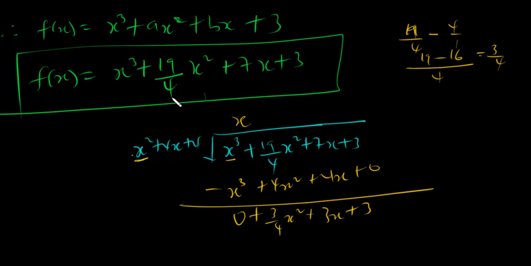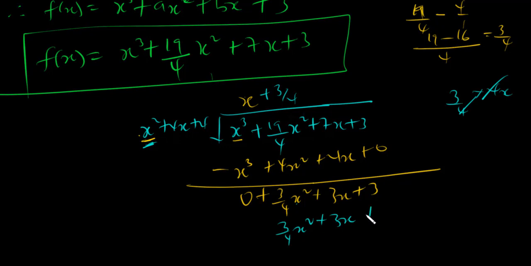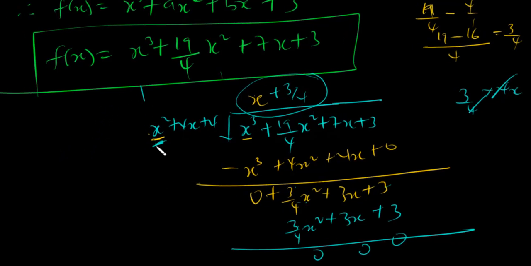Alright. The next thing here is x squared will now divide 3 out of 4 x squared, and that will give me 3 out of 4. So 3 out of 4 times x squared, I have 3 out of 4 x squared. 3 out of 4 times 4x, the 4 will cancel, so you have 3x. And 3 out of 4 times 4, you're going to have 3. So the terms here are the same. When I subtract this from that, 0, this from that, 0, 0. So that makes x plus 3 out of 4 also a factor of f of x.